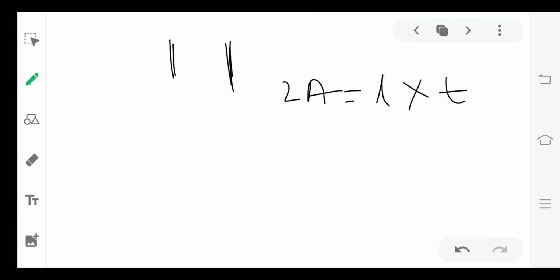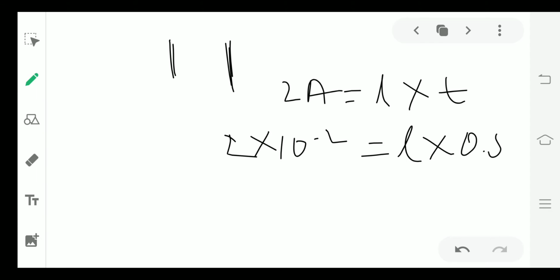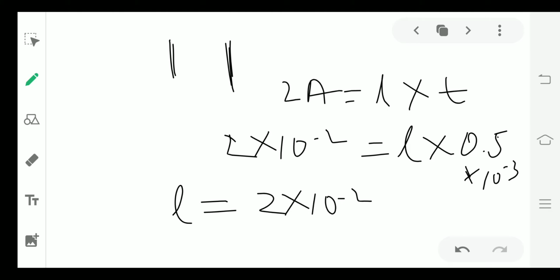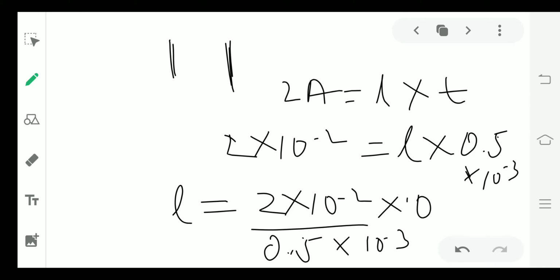From this formula the area is given, 2 into 10 raised to minus 2 meter square, and length we have to calculate, and thickness is 0.05 mm. mm means 10 raised to power minus 3. So ultimately the length comes out 2 into 10 raised to power minus 2 upon 0.5 into 10 raised to power minus 3. So from this we can calculate the length. Minus 3 will go upside.